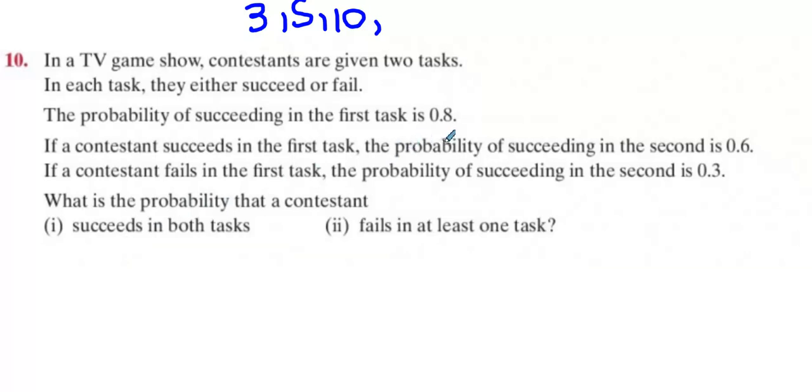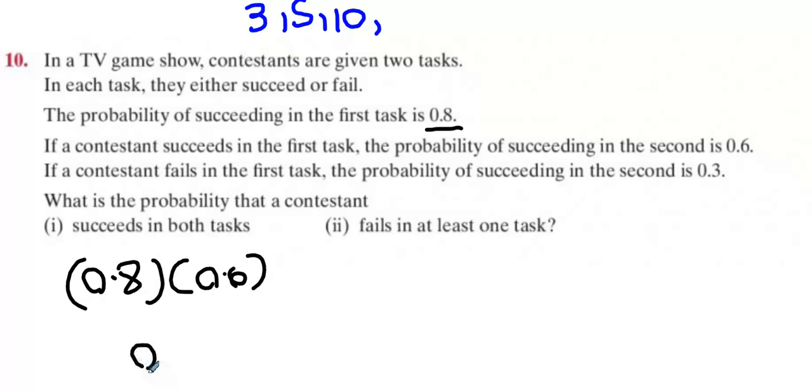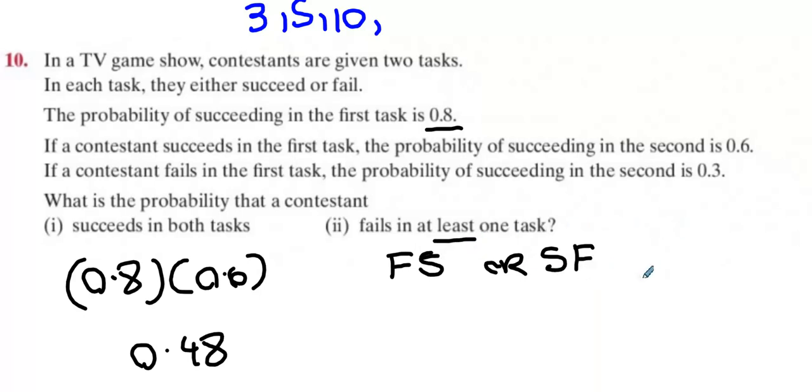All right, what's the probability of succeeding in the first one? 0.8. And means multiply, and I have to succeed in the second one. And what's the answer? 0.48. Okay. Fails at least one task: either you fail the first one and succeed in the second one, or you succeed and then fail, or you fail twice.